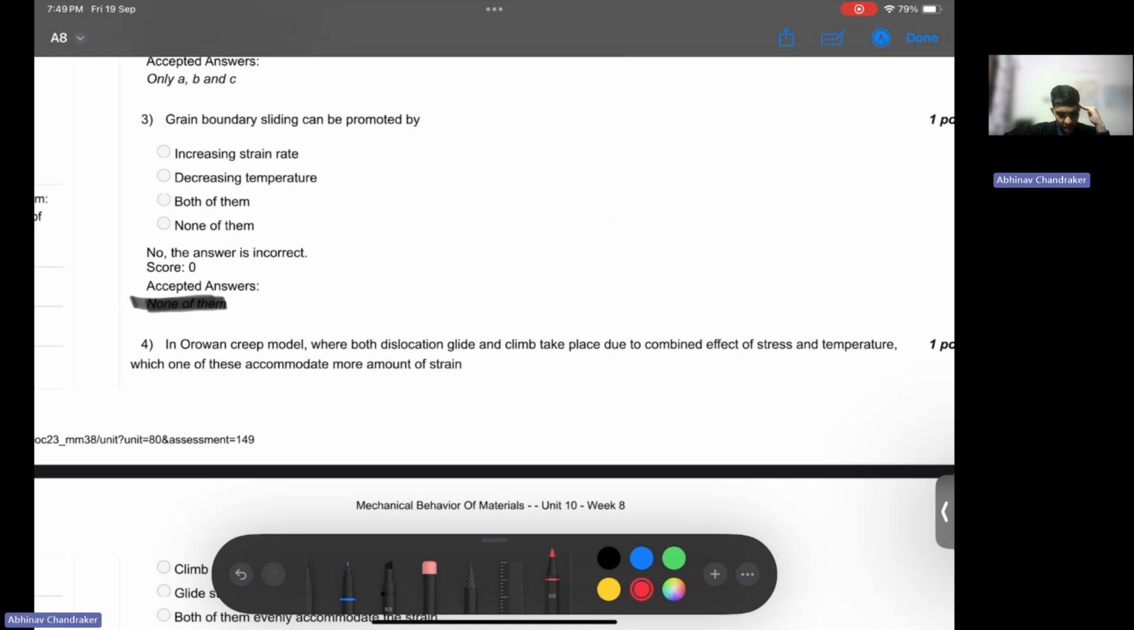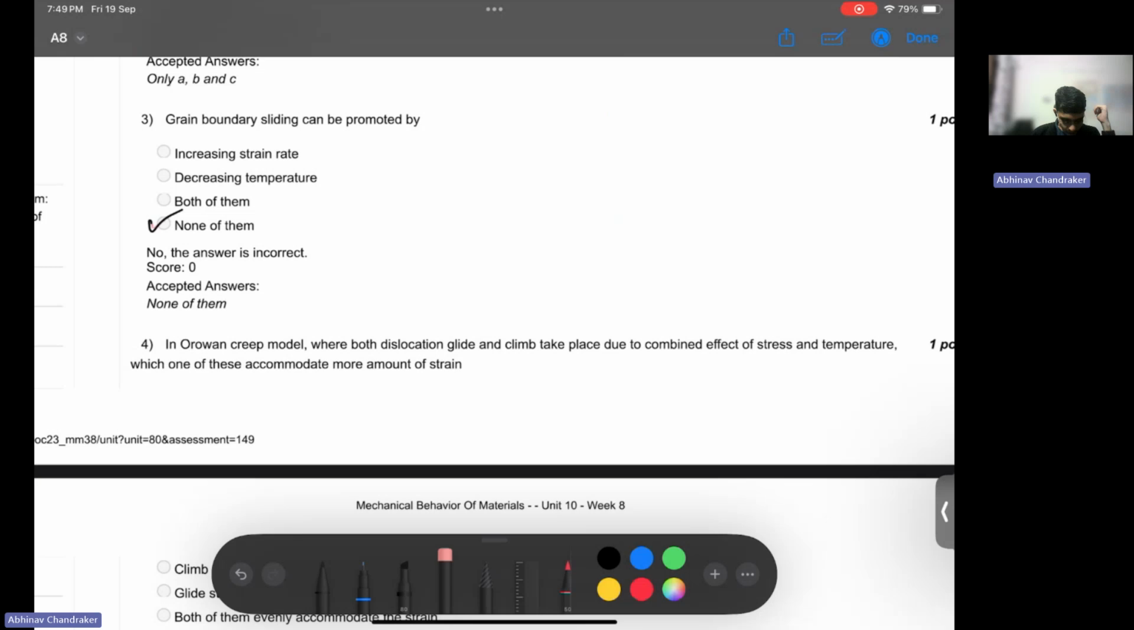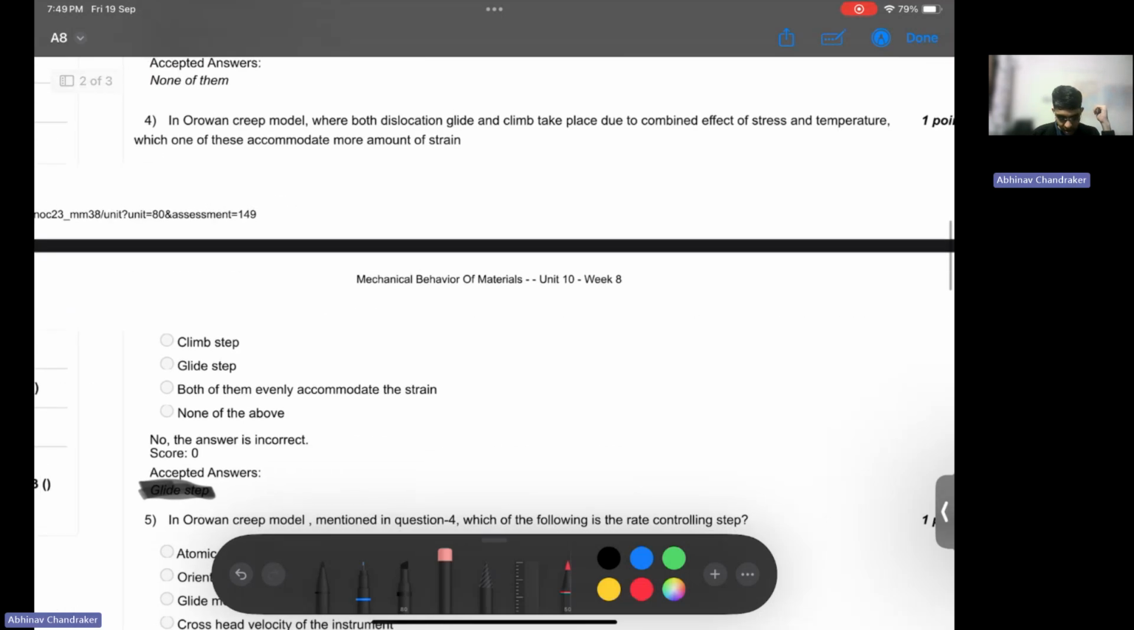So reduced strain rate will promote grain boundary sliding. I guess the answer should be none of them. Let's see what the correct answer is. Okay, yeah. Else this also might have become an ambiguous question.